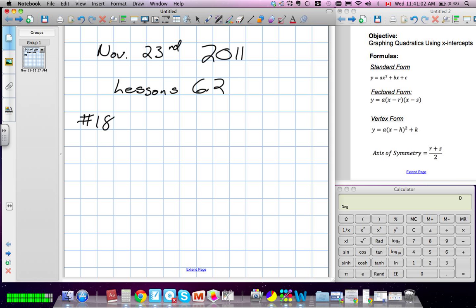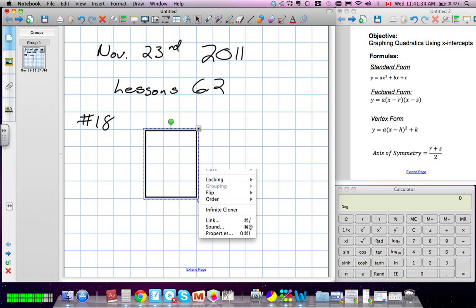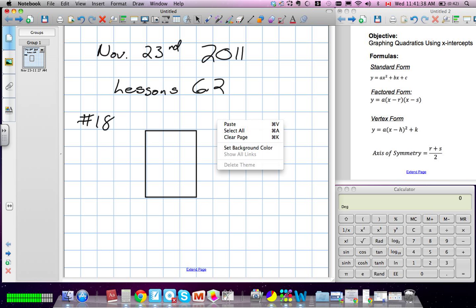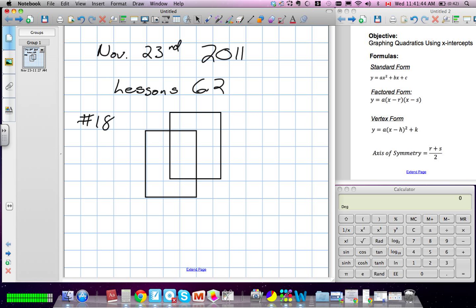Question 18 states that the length of the base of a rectangular prism is 2 meters greater than the width, and the height of the prism is 15. So we're going to get a rectangular prism. We'll do it like this. We're going to draw the entire shape. So this is a three-dimensional shape. We'll use our lines to connect this.